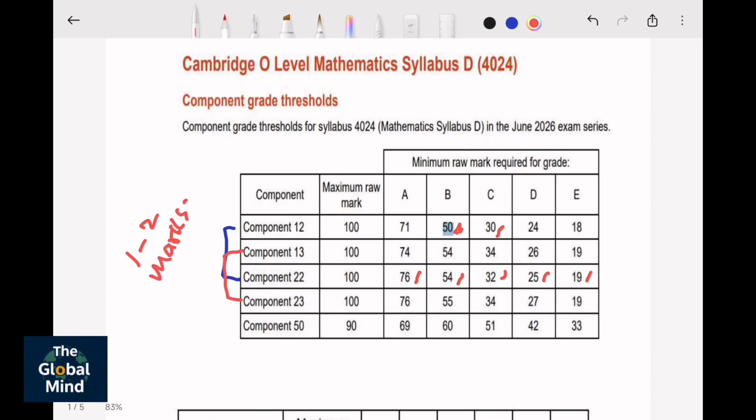And the second thing is that if you look at this, 71 is a threshold for paper 1 2, and 76 is a threshold for paper 22, component 22. So it means that paper 22 was moderately easier. That is why the threshold is high. When the threshold is high, it means that the paper was moderately easy, and if the threshold is lower, then it means that the paper was quite or moderately difficult, it depends on the marks margin. If the margin is big, it means the paper was very difficult, or moderately difficult when the margin is 1 or 2 marks.